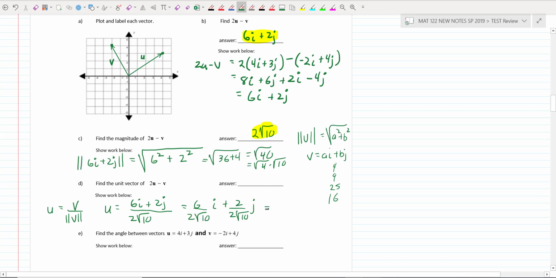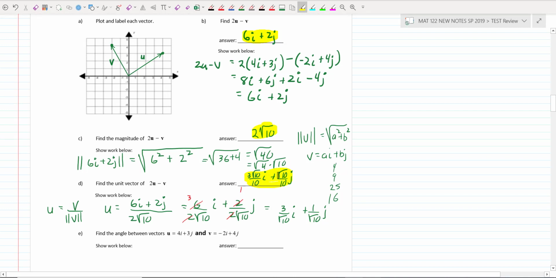And simplify it out. You do want to simplify and reduce fractions. 6 over 2 is 3, and 2 over 2 is 1. Then you probably want to rationalize the denominator, so we would have 3 over root 10 i plus 1 over root 10 j. It's okay to leave it like that unless I said specifically to rationalize denominators. If you rationalize, you would have 3 root 10 over 10 i plus root 10 over 10 j. That would be the value of your unit vector.